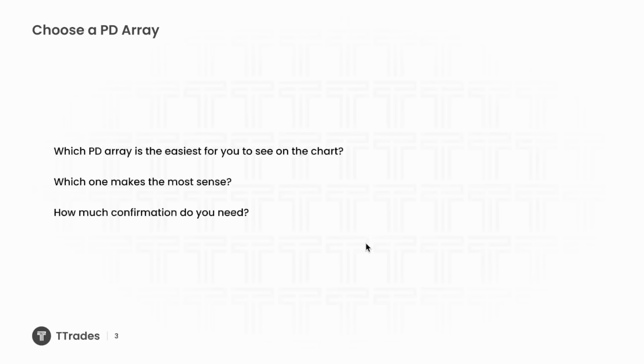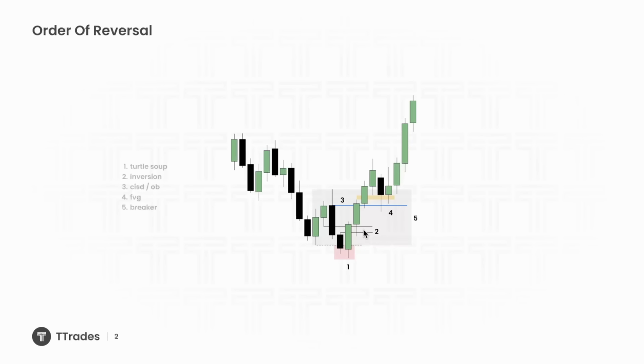So how do I go about choosing a PD array to use or to master? And these are the questions I would ask myself. Which PD array is easiest for you to see on the chart? Which one makes the most sense? And how much confirmation do you need? So what do I mean by that?